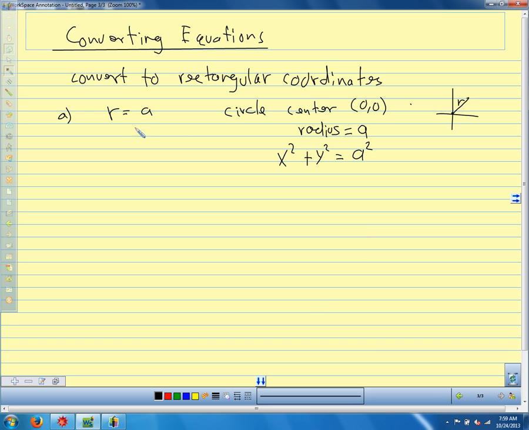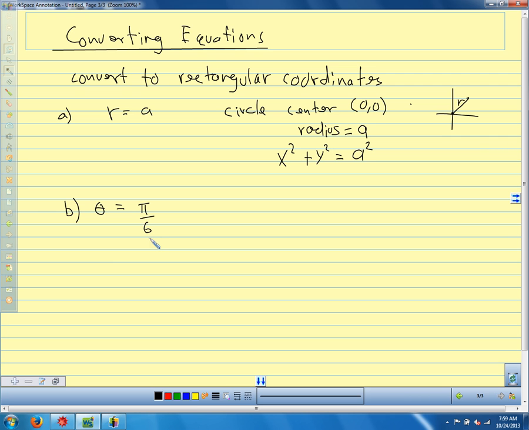So definitely in polar coordinates, the equation of a circle is much easier. r equals a is a lot easier to work with than x squared plus y squared equals a squared. How about theta equals pi over 6? What would that be? If we graph this, what would it be? It would be a line.